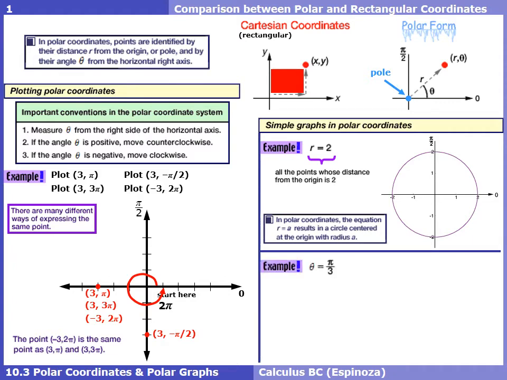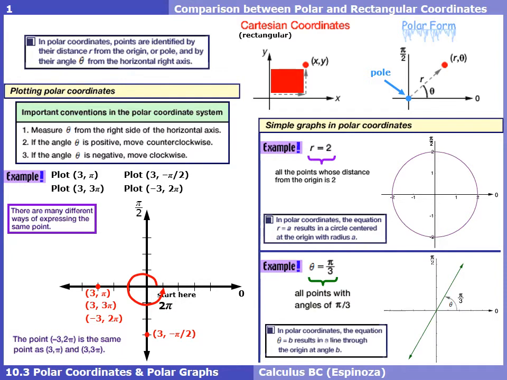What if theta is just equal to a number? Well, if theta is just equal to a number like pi over 3, that would be all the points with angles of pi over 3. That would look like a straight line at an angle of pi over 3. So in polar coordinates, the equation theta equals a number results in a line through the origin at the angle that you're looking at.